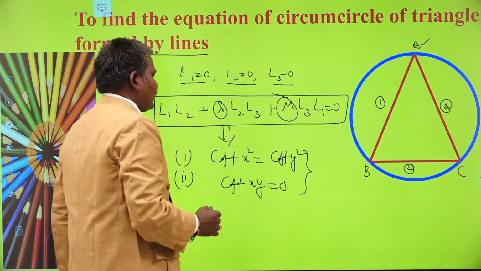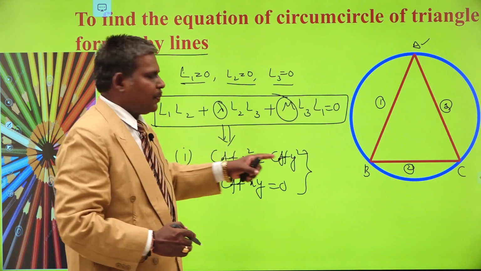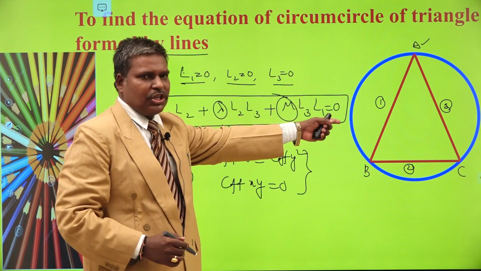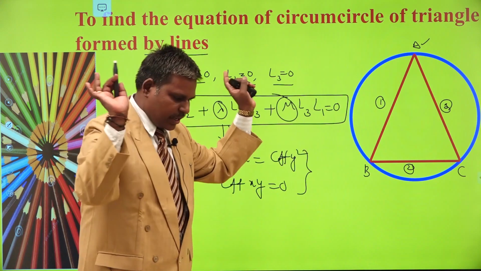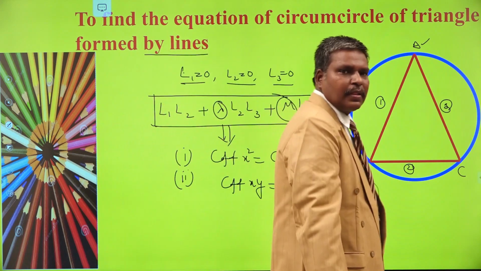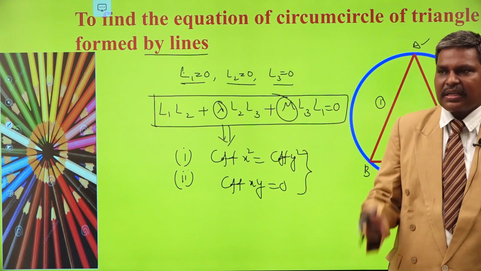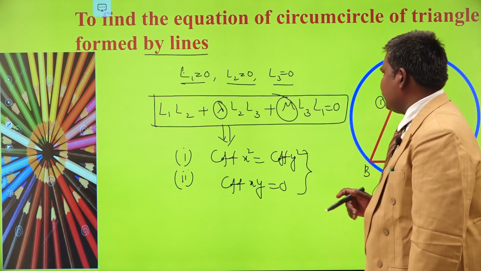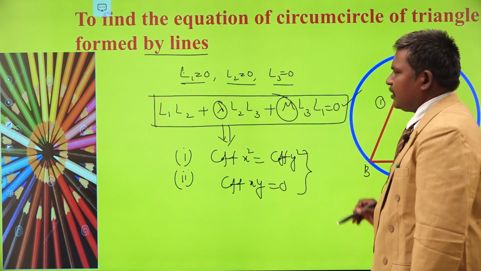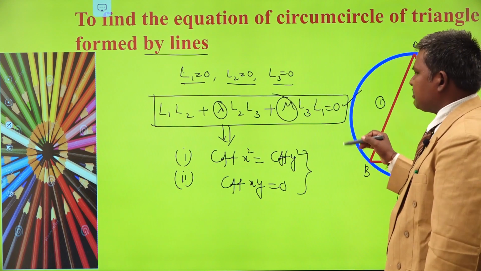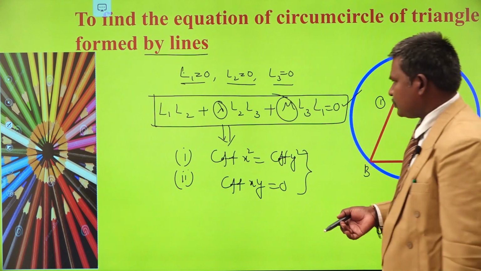Keeping the values of lambda and mu here itself, we obtain an expression that is equal to 0, and that is your required equation of the circle. This is the alternative method. It is also a little bit difficult to solve with respect to the calculation.